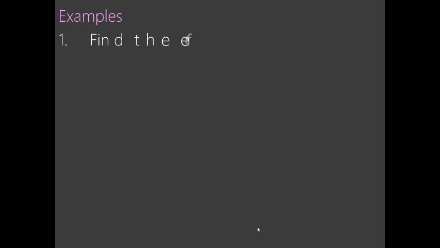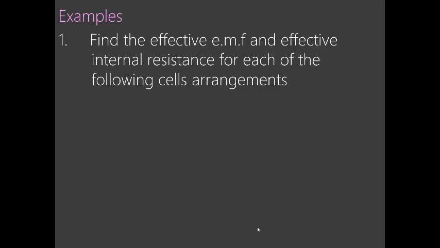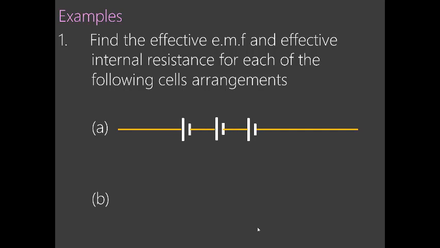Let's look at a few examples. Number 1, find the effective EMF and effective internal resistance for each of the following cell arrangements. Part A, we have cells arranged in series. We have part B also, they are in series. But now look at part A. Part A, we have a positive terminal, negative, positive, negative, positive, negative. Part B, we have positive, negative, but here there is a change where this is opposing these two.